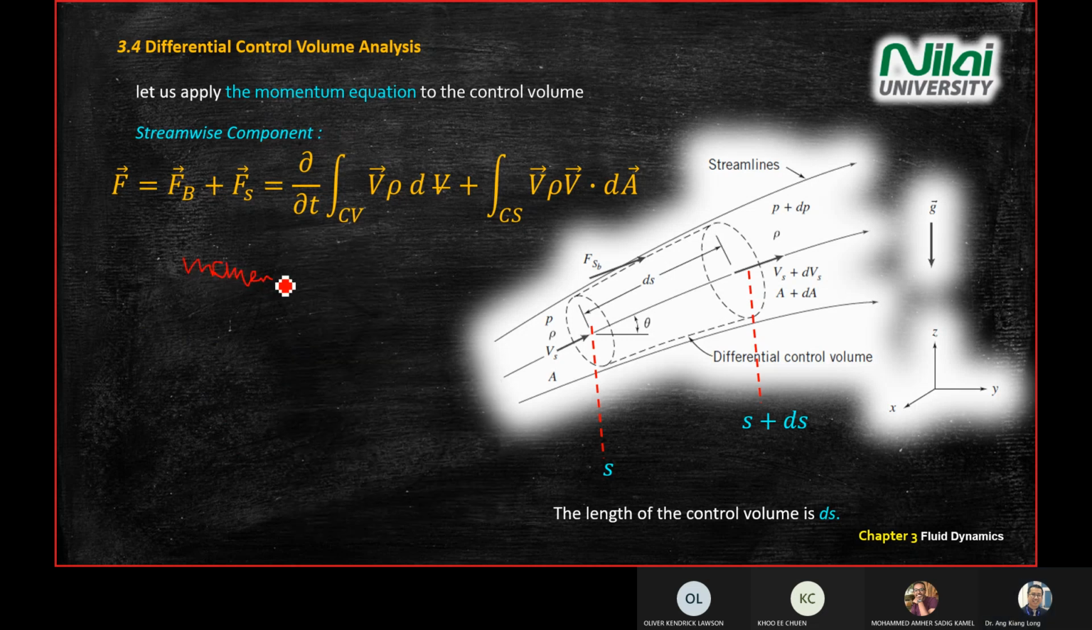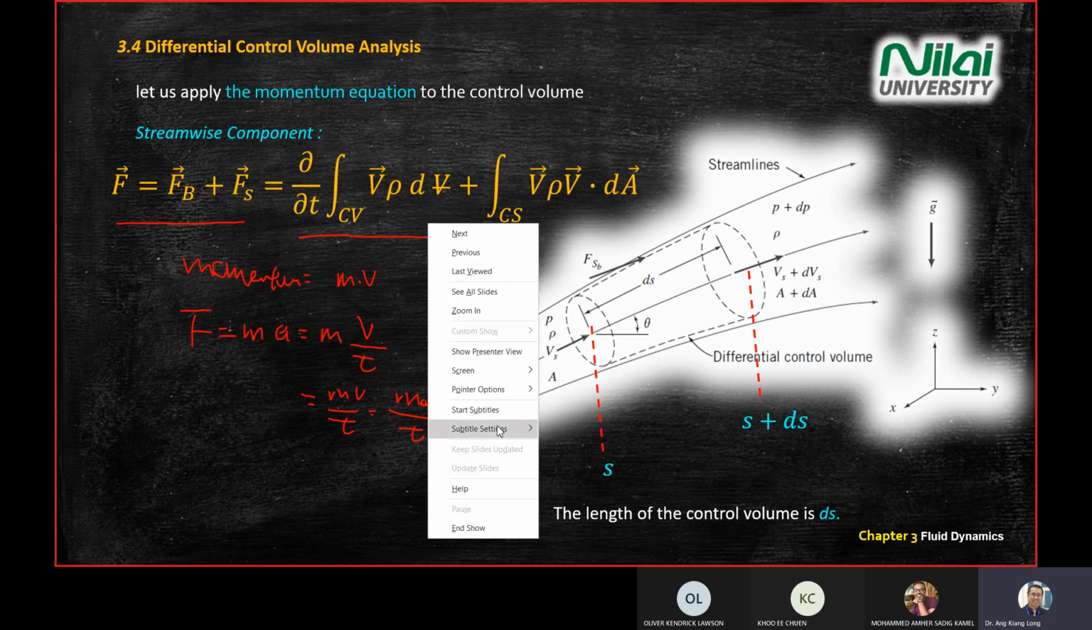Momentum is equal to mass times velocity. So you know that you derive Newton's second law, F equals ma. Again, a is v divided by t, so you get the product of m times v divided by t. It actually is momentum divided by t. So when you want to get the force in the system, you take the momentum divided by t, and you get force. That's the basis of the derivation for the momentum equation.